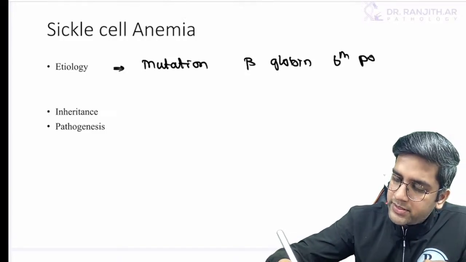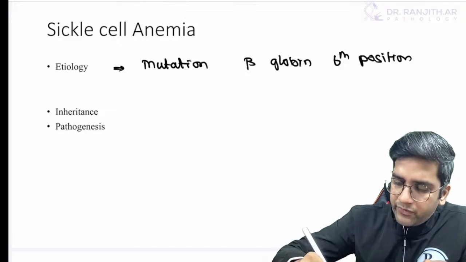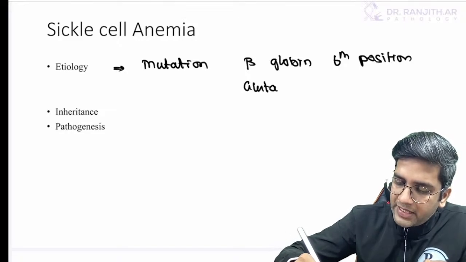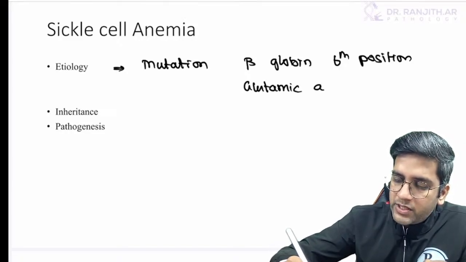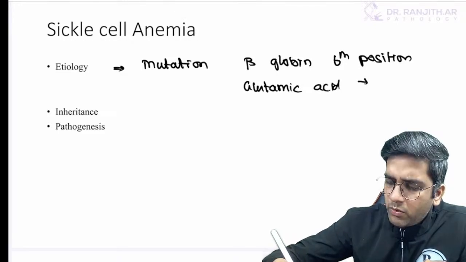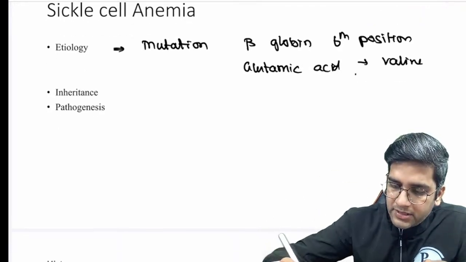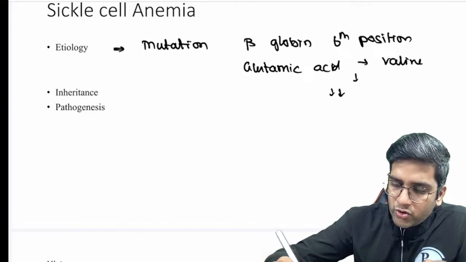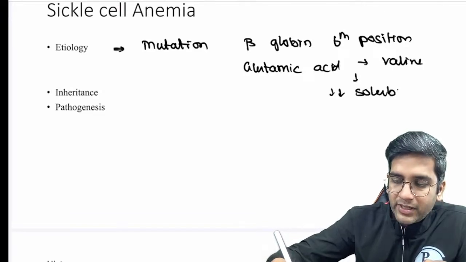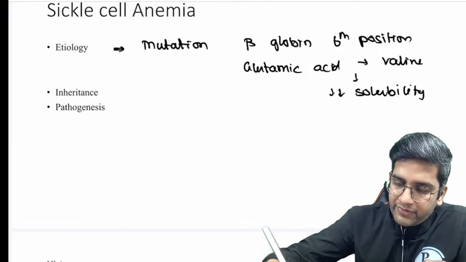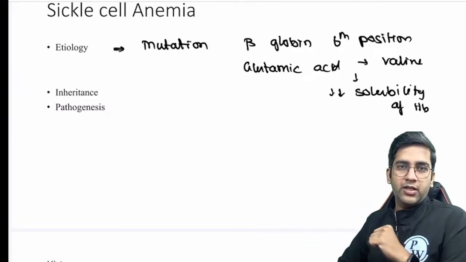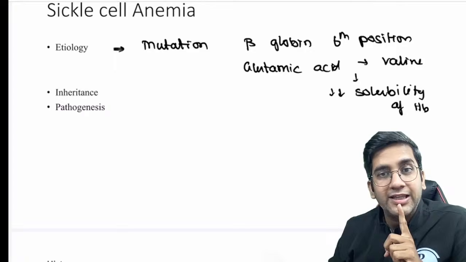Okay. In the 6th position, glutamic acid will be replaced by valine or lysine. Will be replaced by valine, right? Because of this replacement, there'll be a reduced solubility of hemoglobin. Please do write this. This is very important for us. I'll have reduced solubility of hemoglobin. That's the primary reason here. Fine. Perfect. Okay. Lysine will be seen in case of HbC.